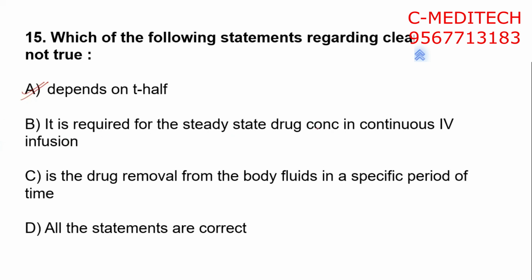It is required for the steady state drug concentration in continuous IV infusion. We have studied this in the previous question. And option C, it is the drug removal from the body fluids in a specific period of time. Yes, that's right. It is the drug removal from blood plasma in a specific period of time. And it is the wrong statement that clearance depends on T half.